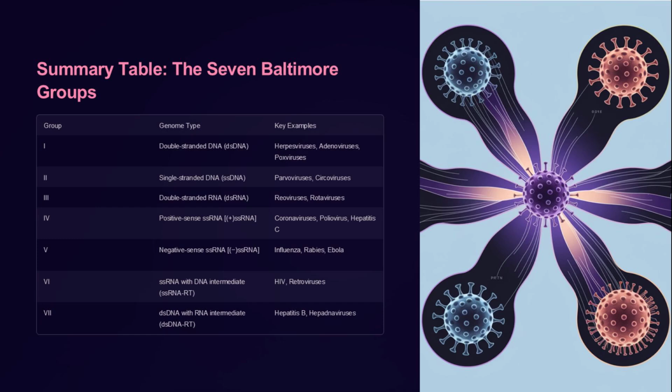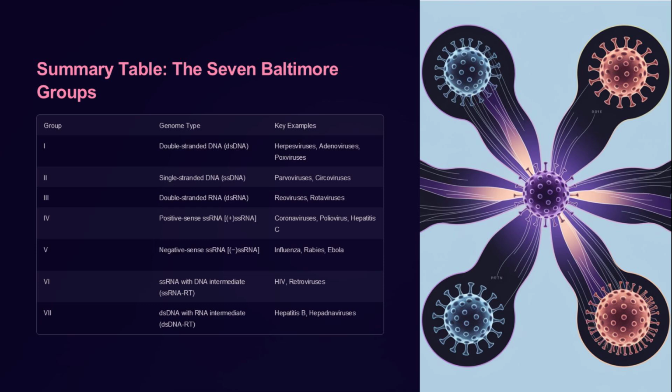The summary table provides an overview of the 7 Baltimore groups, which categorize viruses based on their genome type. Each group is defined by the structure of the viral genome, whether it's double-stranded DNA, single-stranded DNA, double-stranded RNA, positive sense single-stranded RNA, negative sense single-stranded RNA, single-stranded RNA with a DNA intermediate, or double-stranded DNA with an RNA intermediate. For each group, I'll highlight a few key examples of viruses that belong to that category.